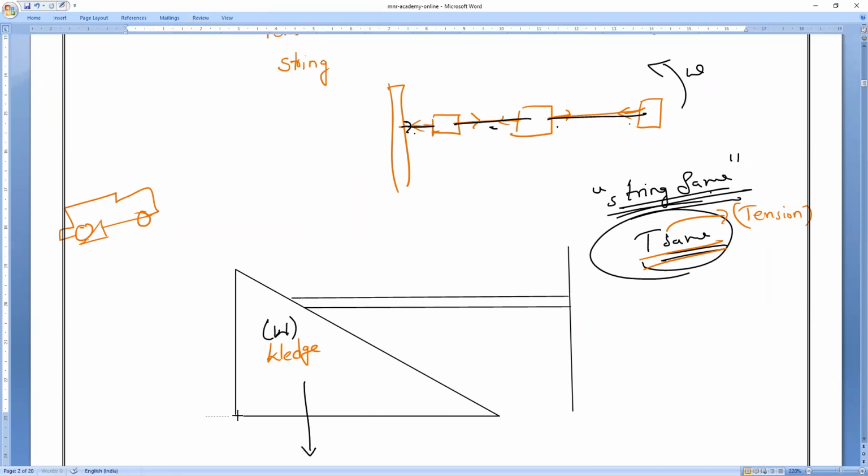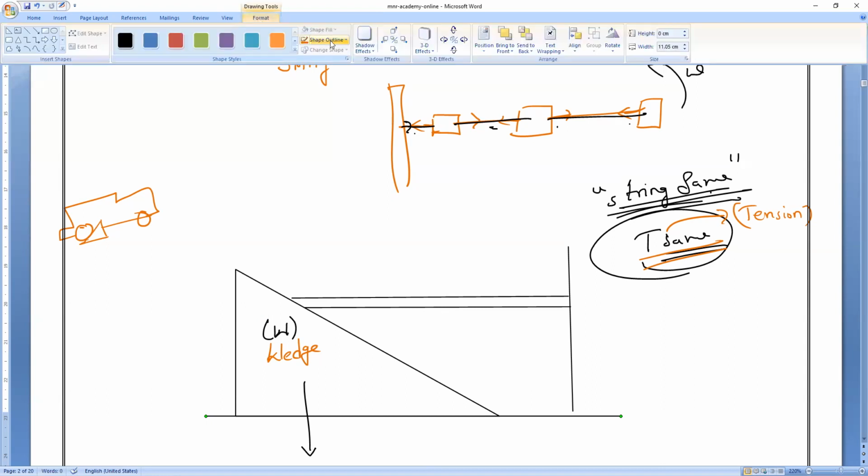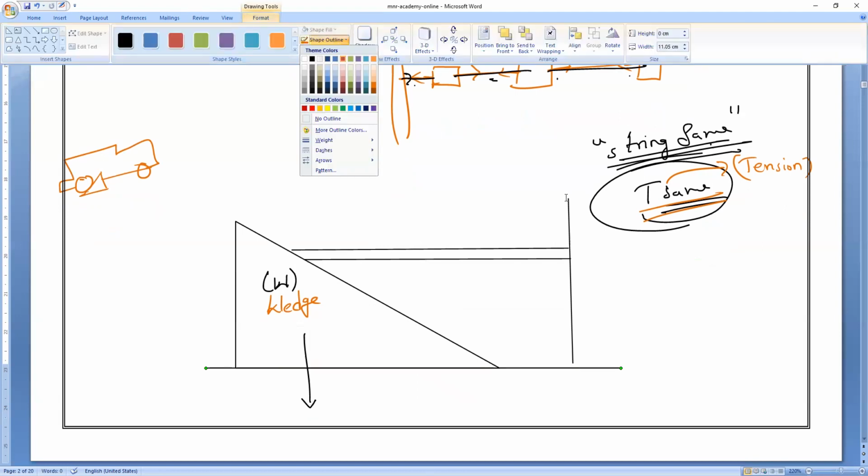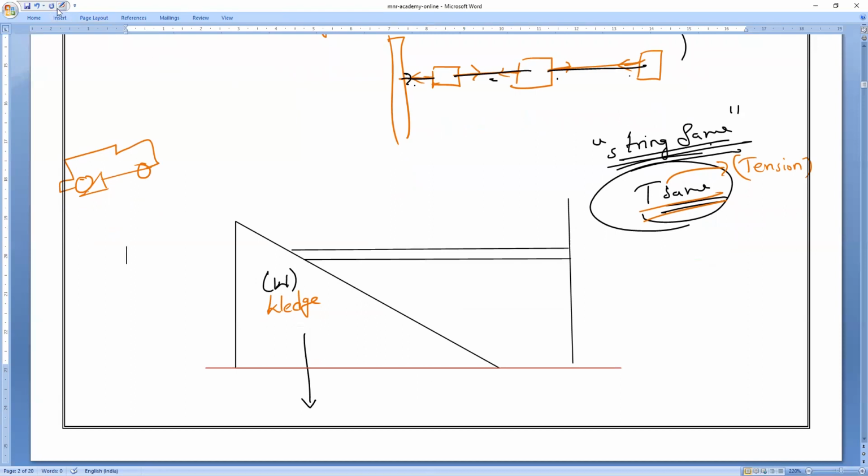Always remember, wherever surfaces are in contact with each other, they are definitely exerting forces. So I'm taking this as the surface, the ground. Now observe very carefully. The normal force exerted by the wedge on the surface always acts in the perpendicular direction. Let me take N as the normal force.